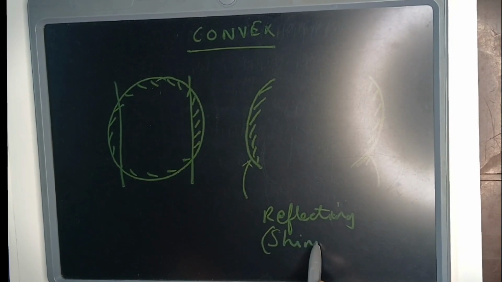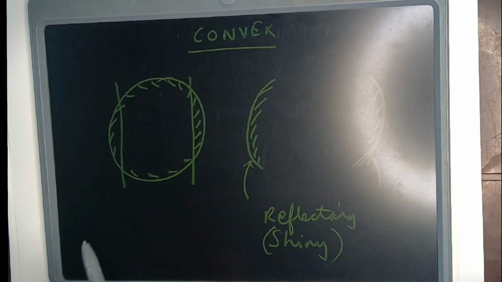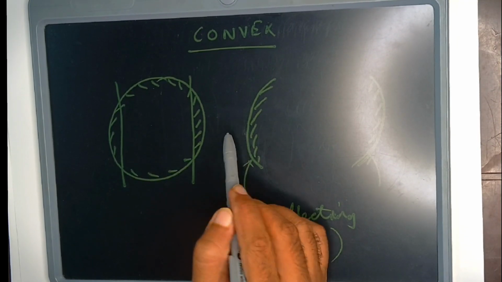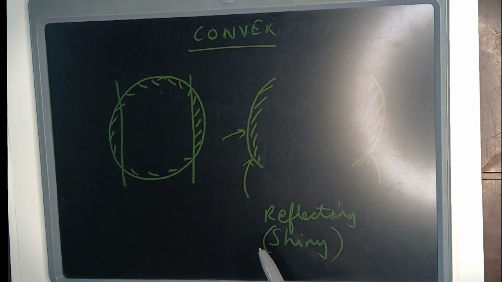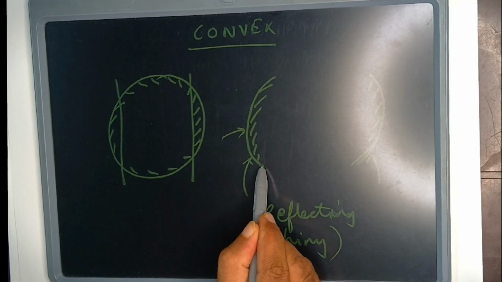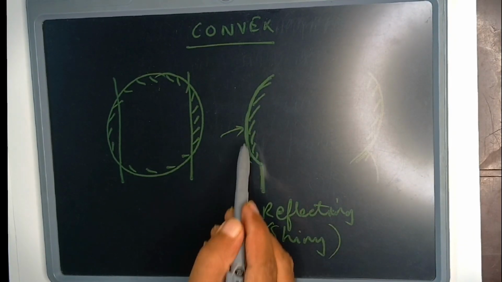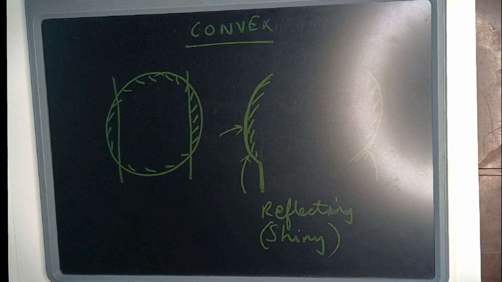Shiny surface. Only when you see yourself on the shiny surface, then only you will be able to see your image. That means your image is formed on the outer side of the mirror, right? It's curved as if you take, if I draw like this, then you can imagine a spoon. This is kind of a spoon, wherein the outer surface is actually the reflecting surface. So this is for convex mirror.